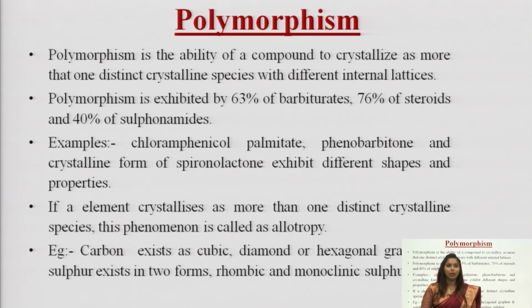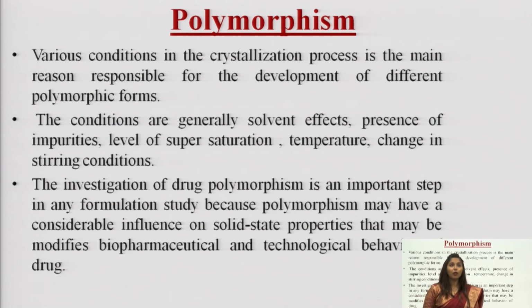For example, carbon exists as cubic diamond and hexagonal graphite, and sulfur exists in two forms, rhombic and monoclinic sulfur. Various conditions in the crystallization process are the main reason responsible for the development of different polymorphic forms. The conditions are generally solvent effects, presence of impurities, level of supersaturation or temperature, or change in the stirring condition.